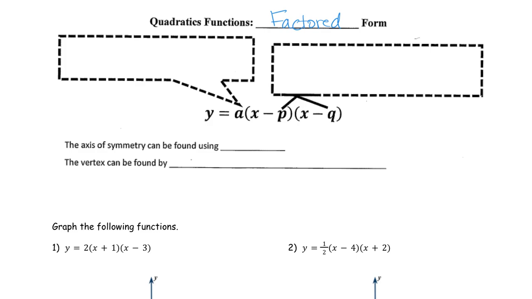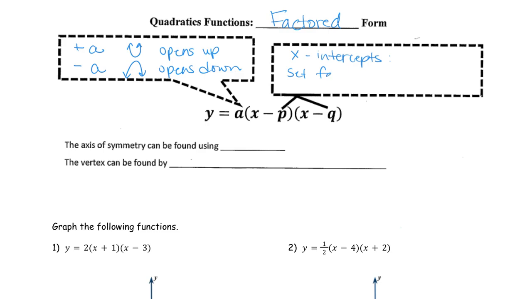A positive a tells us that our parabola opens up. And a negative a value tells us that our parabola is going to open down. The factors are going to tell us about our x-intercepts. To get our x-intercepts, we set the factors equal to 0 and solve for x.